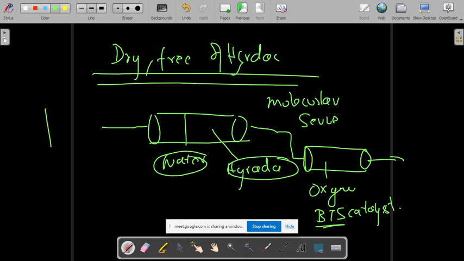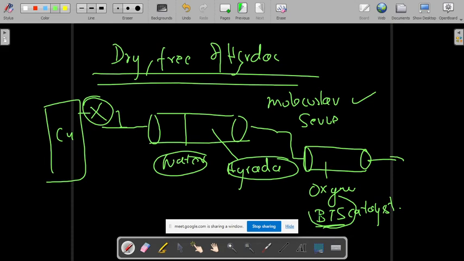So the gas that comes from the cylinder will have a flow rate controller and flow rate indication. It will be passed through two filters. One is a molecular sieve, which removes any water or hydrocarbon that is present. The second one is for oxygen: a special kind of filter called BTS catalyst, which filters out any oxygen present. This moves on to the second part, namely the sample injection system.